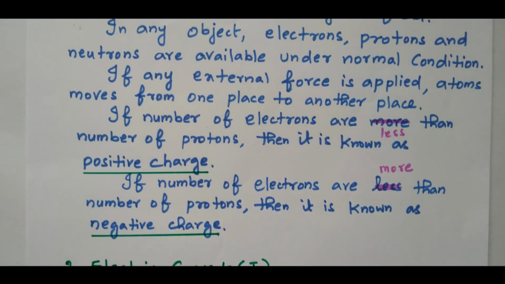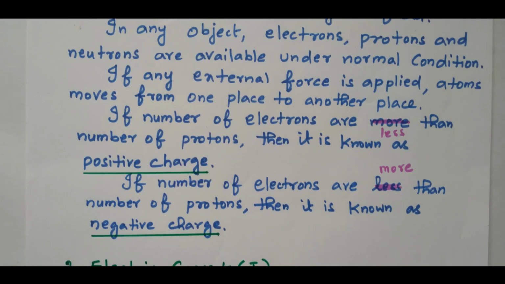So charge is purely based on the number of electrons and protons. Under normal condition, there is no movement of atoms. While applying any external force, the atoms are moving. Under that condition, if electrons are more than protons, then it is a negatively charged body. If electrons are less than the number of protons, then it is called a positively charged body. So charge purely depends upon the number of electrons and protons in any object.